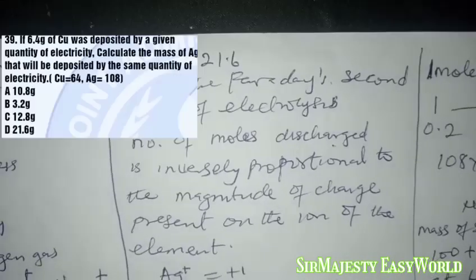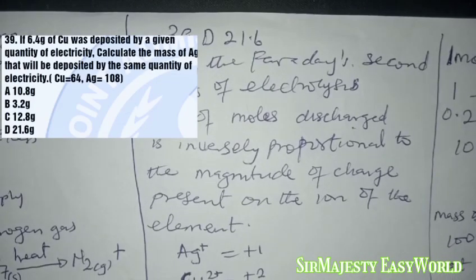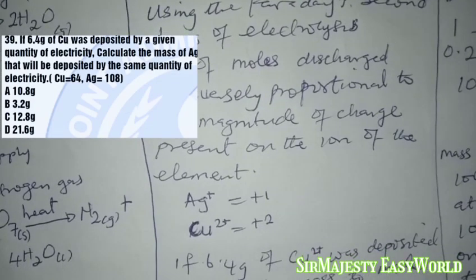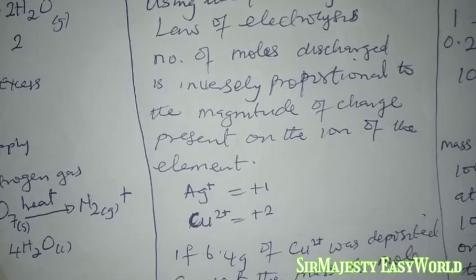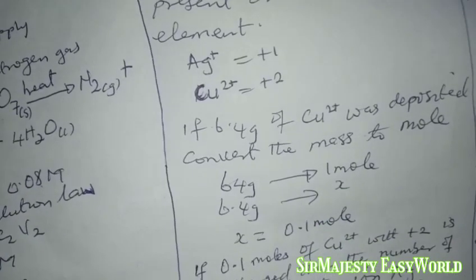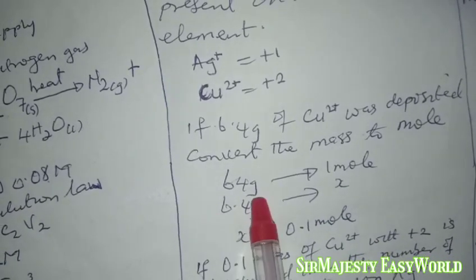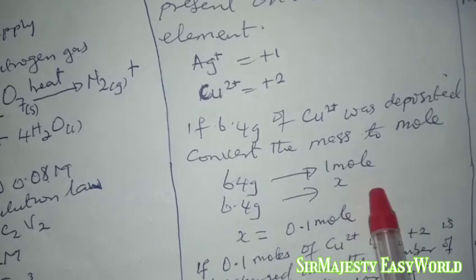Question 39, using second law of Faraday, you find out that the number of moles of element discharged should be inversely proportional to the charges present on the ion, which means the higher the charge present, the lesser the number of moles discharged. So for that of copper, they gave us 6.4 grams was discharged. We have to convert that 6.4 first to mole. So 64 grams of copper means 1 mole, then 6.4 means 0.1 mole.